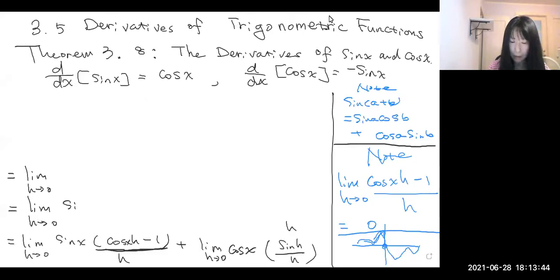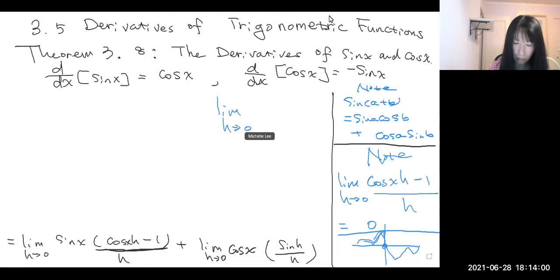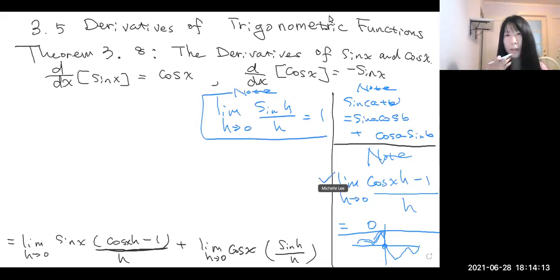Okay, and your classmate says there is one rule, equal to 1, right? So we have to know this one. Didn't we do this one last time when we introduced the same limit, limit h approaches 0 of sine h over h equals 1, and also limit h approaches 0 of cosine h minus 1 over h? We use the conjugate technique to show that it's 0.